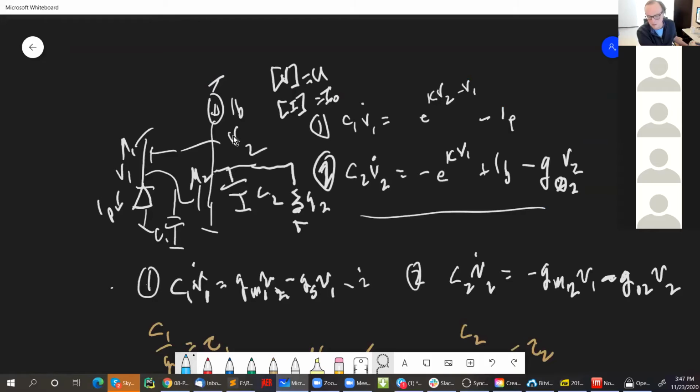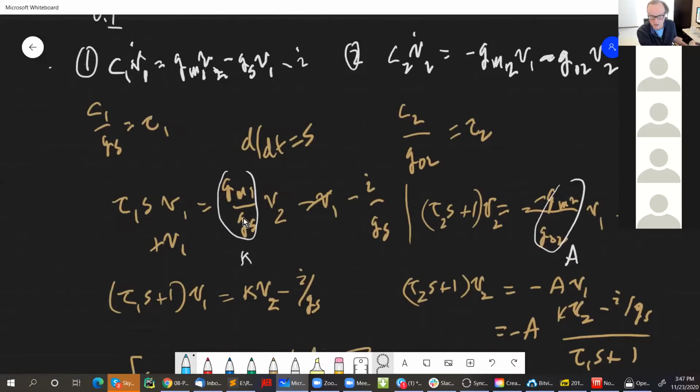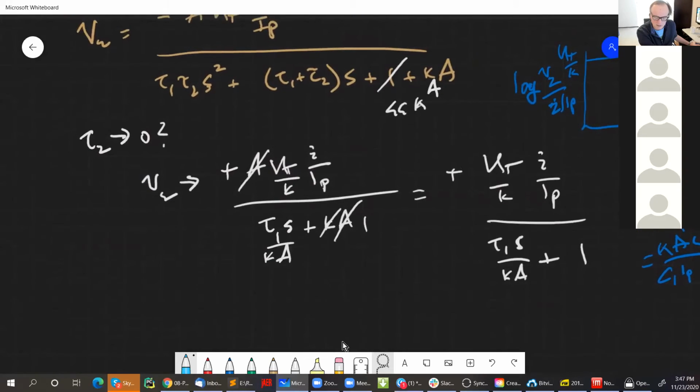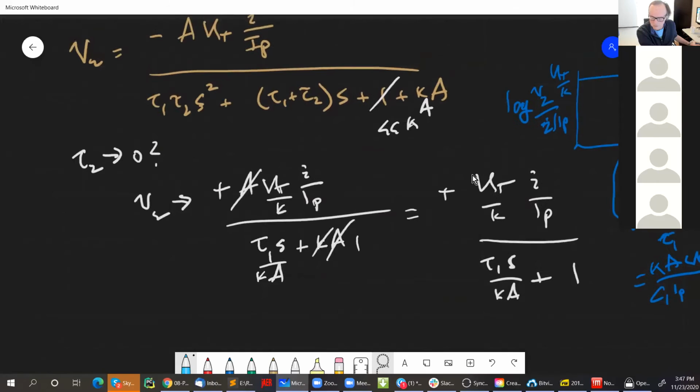So you've made this C2 over GO2 really, really small compared to tau 1. So you really crank it up so it's like infinitely fast. It reacts instantly. Then if you do that and you look at the transfer function, what you see is that it reduces to a very simple form, which is shown on the right here. If the tau 2 goes to 0 here, so this term goes away. And this term goes away. And we're dividing by kappa A, right, everywhere on both sides, on top and bottom. And then you end up with the form shown right here.